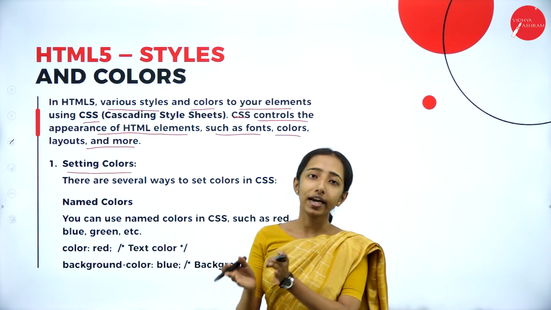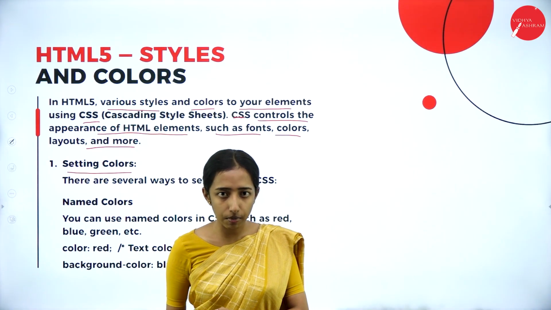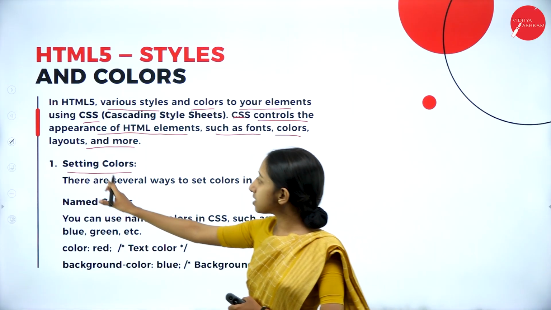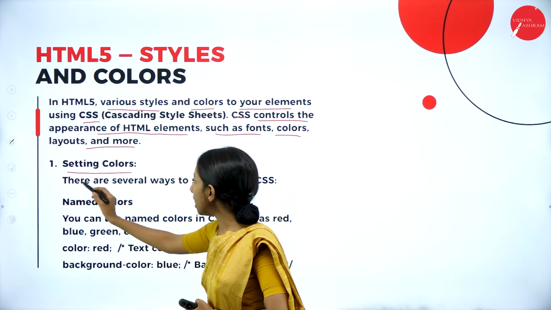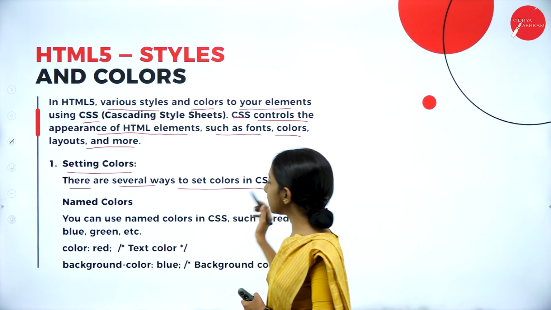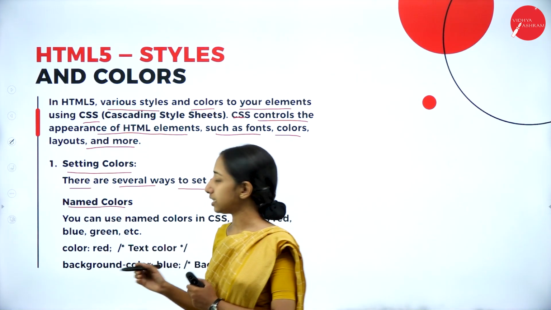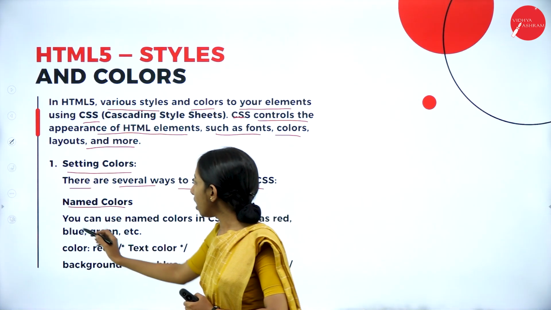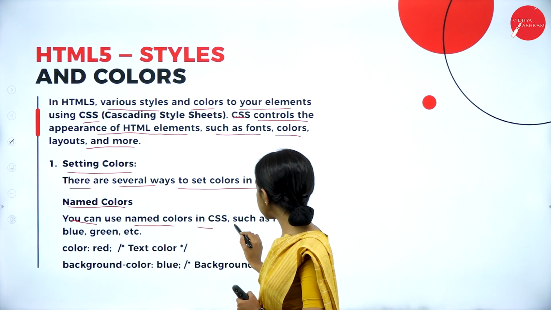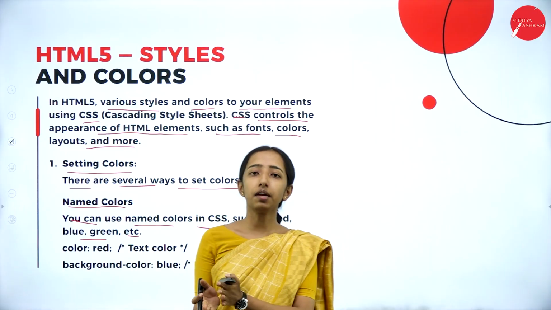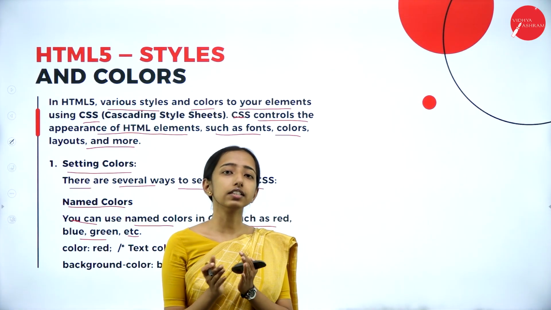So now we have created a web page using the HTML5 and now we want to add the colors. So the first thing is setting the colors. So here there are several ways to set the colors in CSS, and the first is naming the color, that is the named color. So here we can use the named colors in CSS such as red, blue, green, etc. So it is a named color, means we will be giving the name of the color.